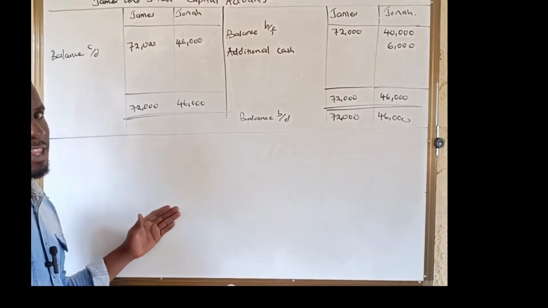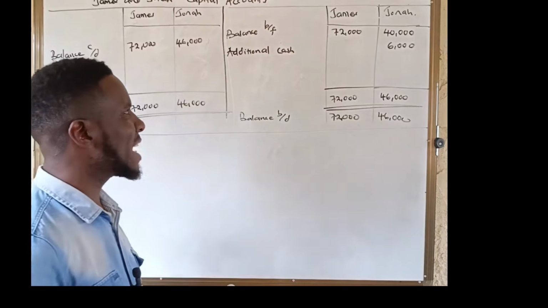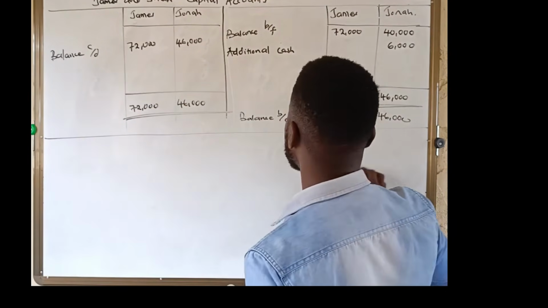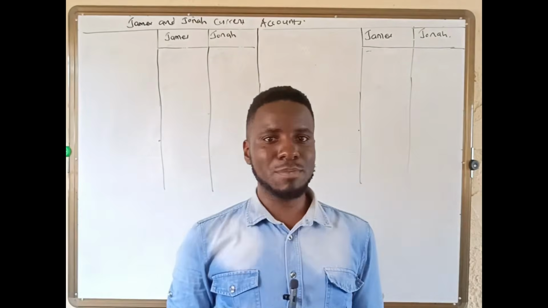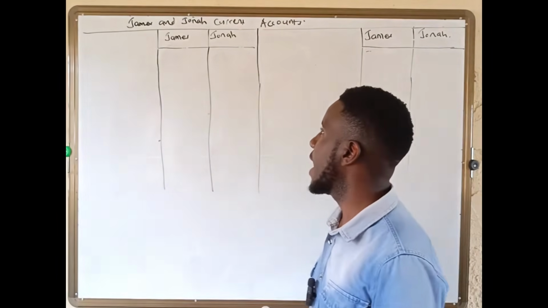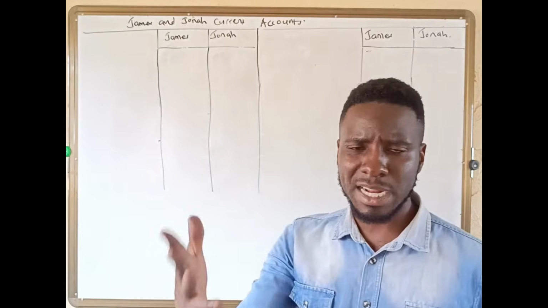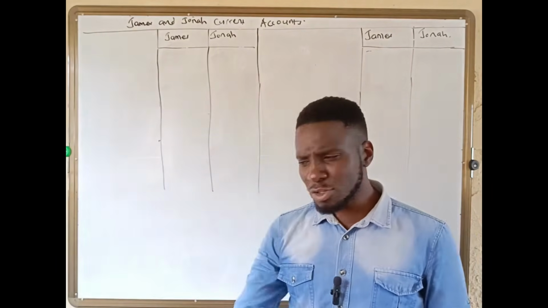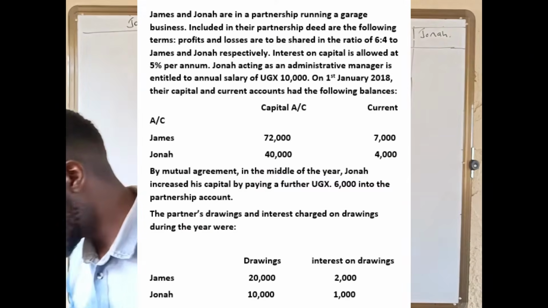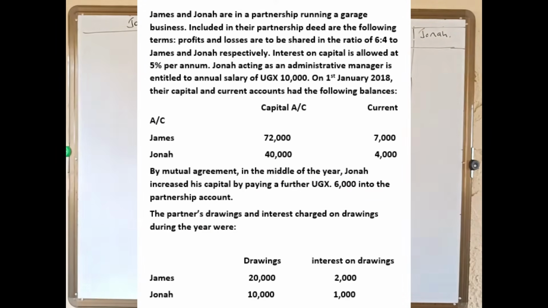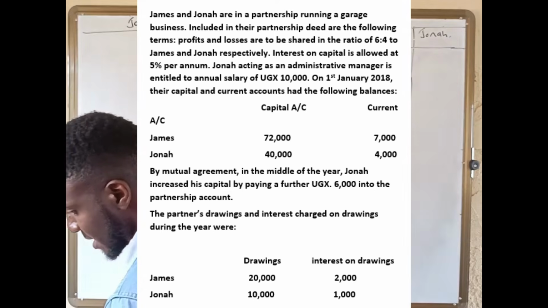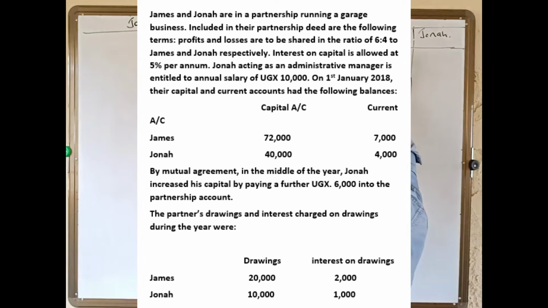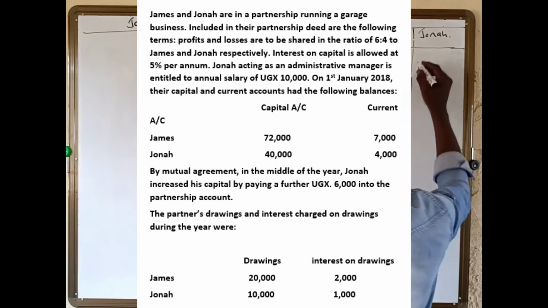Then next we are going to cover the current account. So let us look at the current account. So we are back and we're going to look at James and Jonah current accounts. It is still the same format as the capital accounts, just that here we're going to do much of the work. So let's go back to the question. So you're telling us about the balance brought forward. If you look in the question, James had 7,000 and then Jonah had 4,000.